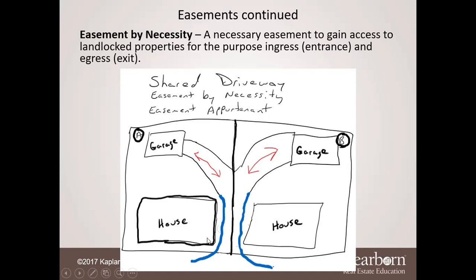In this type of scenario, both are dominant and servient estates at the same time, because they're both crossing over each other's property at the same time. Better have a good neighbor here.